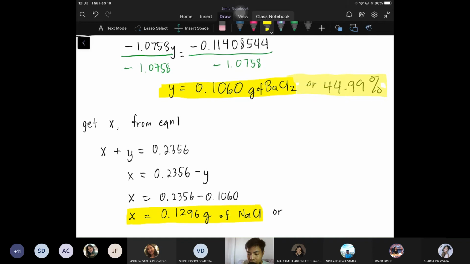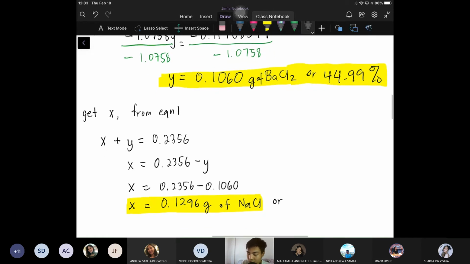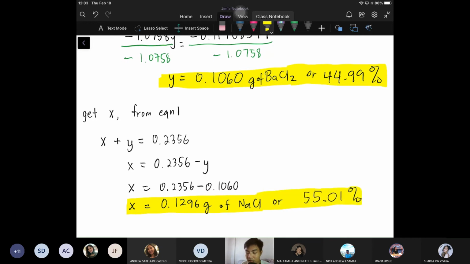Okay? So, 44.99% siya ng sample mo. And, obviously, yung silver chloride, that is just 100 minus 44.99. So, ibig sabihin yan ay 55.01% na lang. Okay? Yan yung kanilang percentages. Okay?